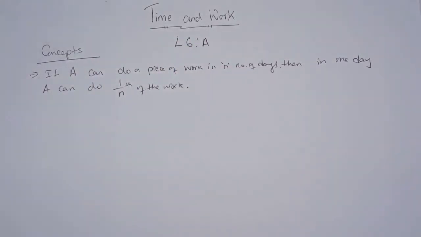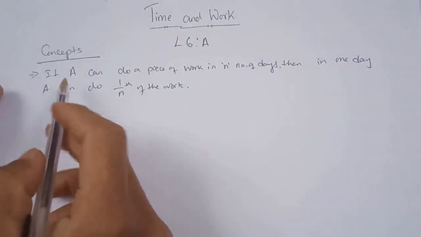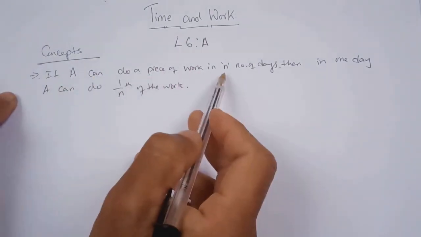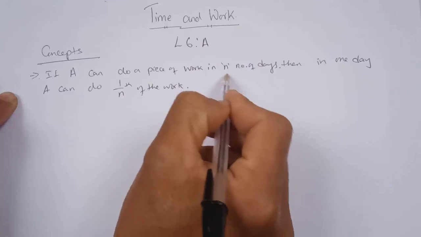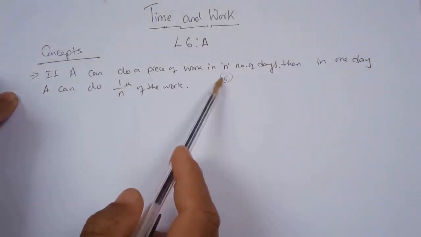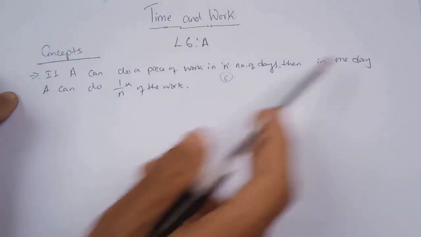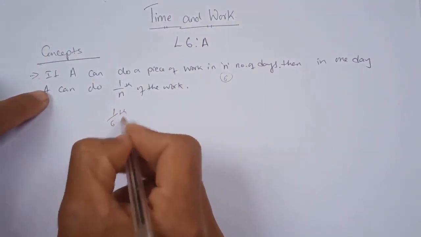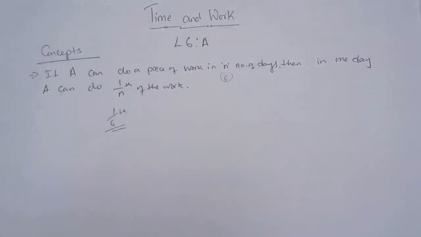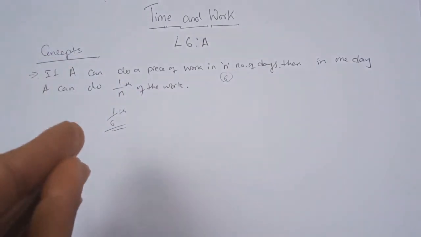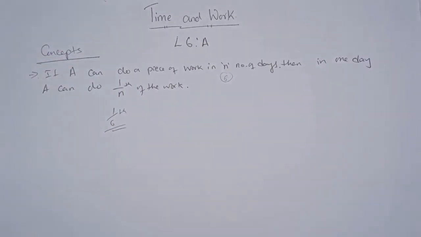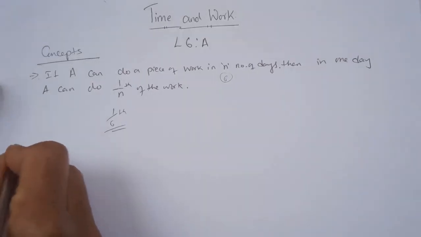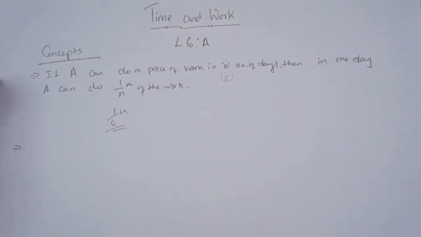A can do 1 by n of the work. For example, if Mr. A can do a piece of work in n number of days, let's say n is 6 days, then in one day he can do 1 by 6 of the work. So the first concept, the formula: if A can do a piece of work in n number of days, then in one day A can do 1 by n of the work.